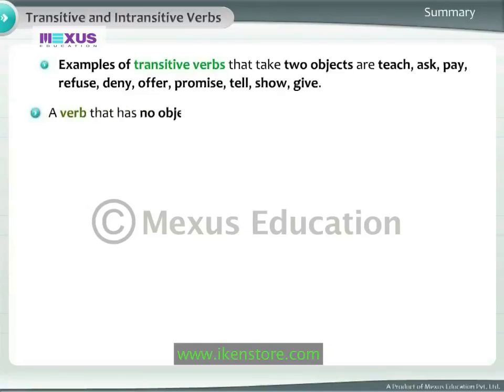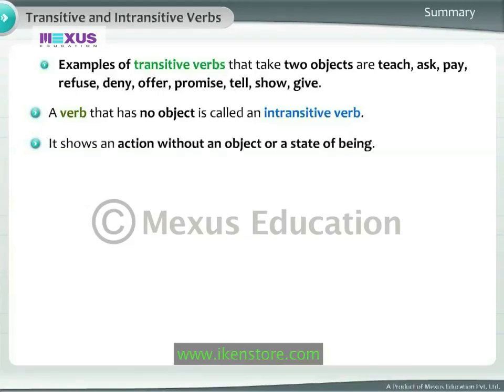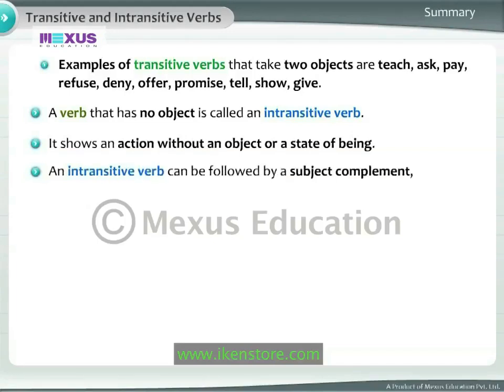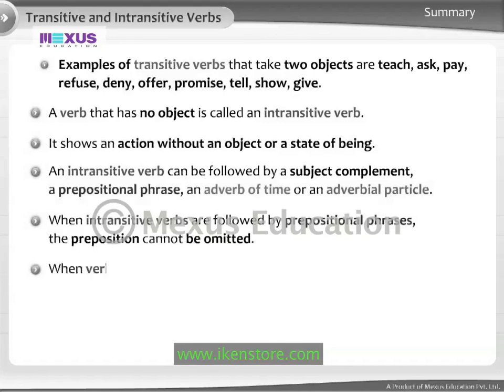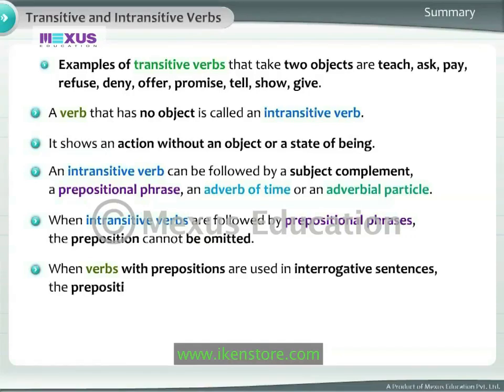A verb that has no object is called an intransitive verb. It shows an action without an object or a state of being. An intransitive verb can be followed by a subject complement, a prepositional phrase, an adverb of time, or an adverbial particle. When intransitive verbs are followed by prepositional phrases, the preposition cannot be omitted. When verbs with prepositions are used in interrogative sentences, the preposition appears at the end of the question.